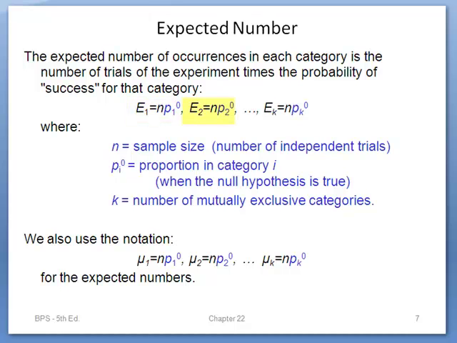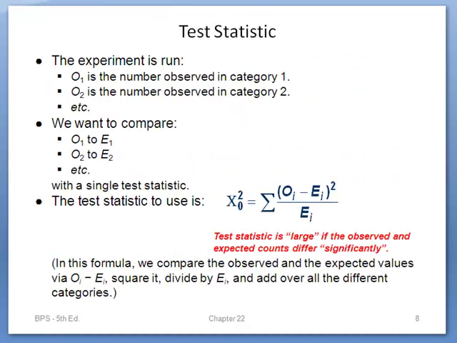Your expected value for the second category is n times your proportion for that second category, and so forth. That's how you would find the expected numbers. Now, of course, the observed is you just look at what you observed. We use those to find our test statistic.